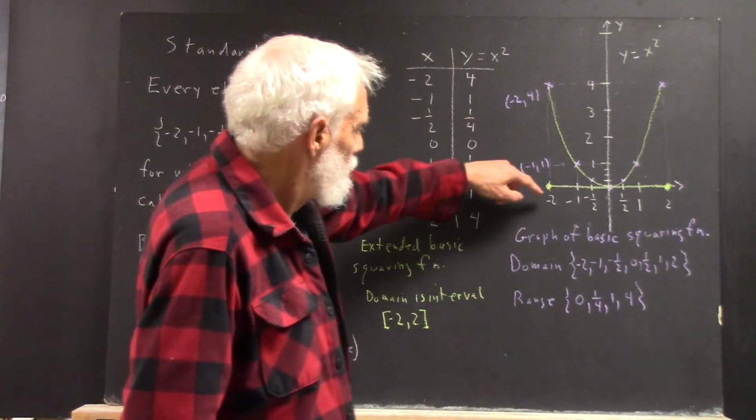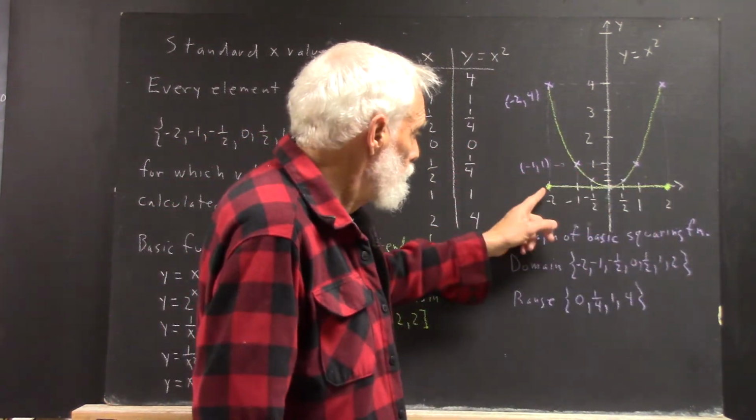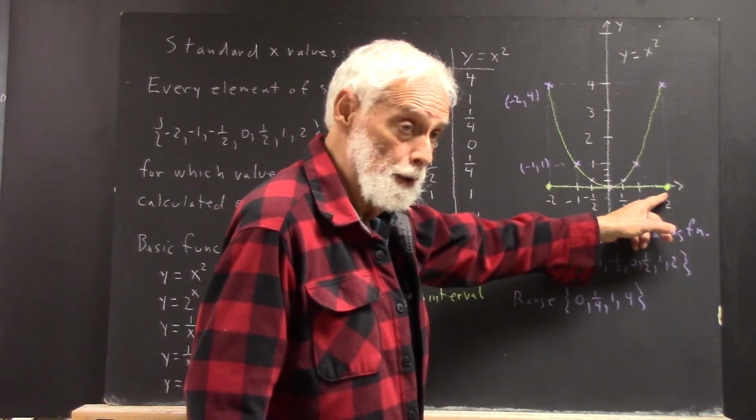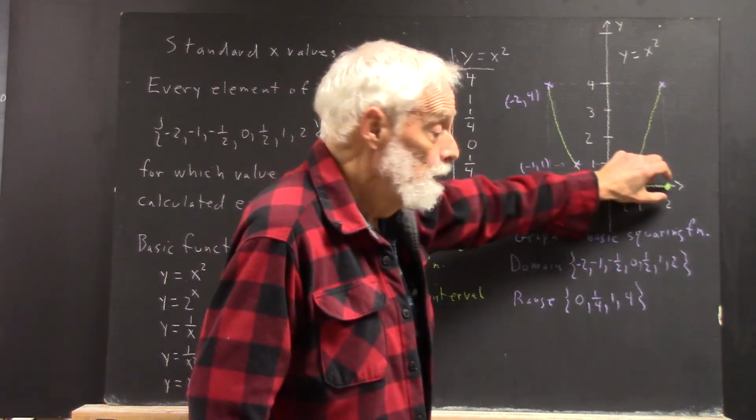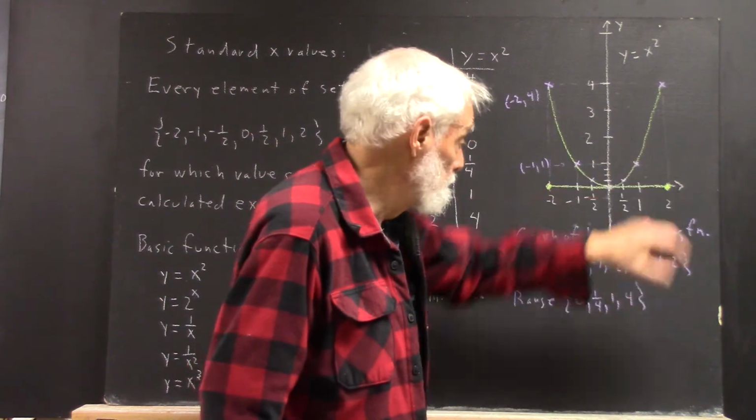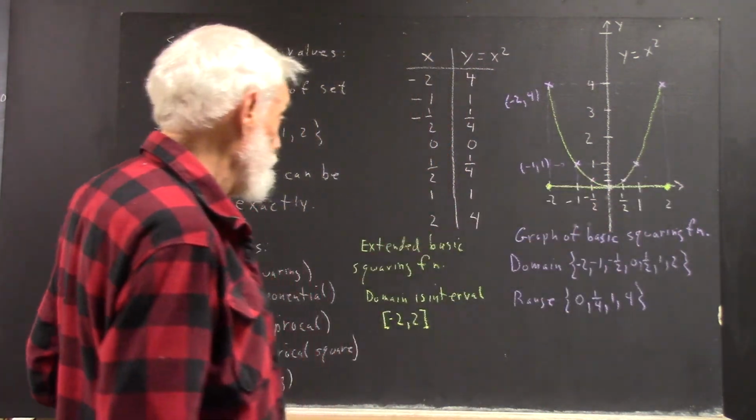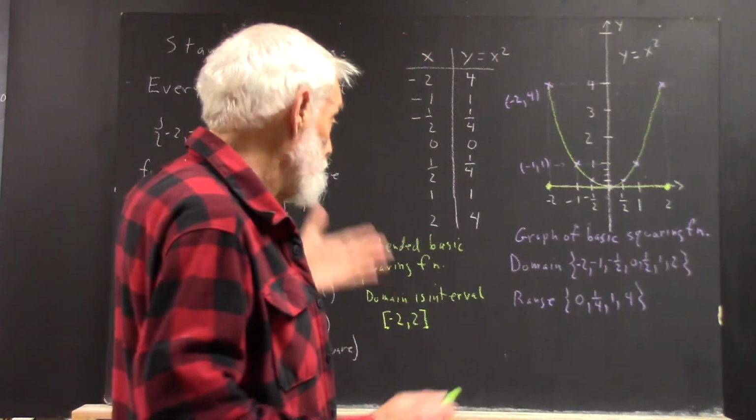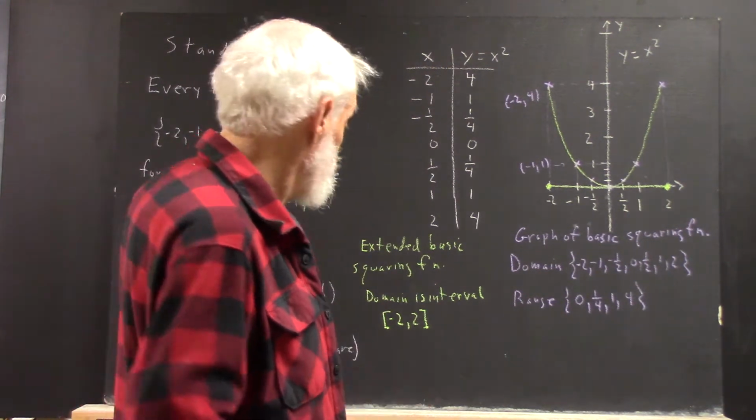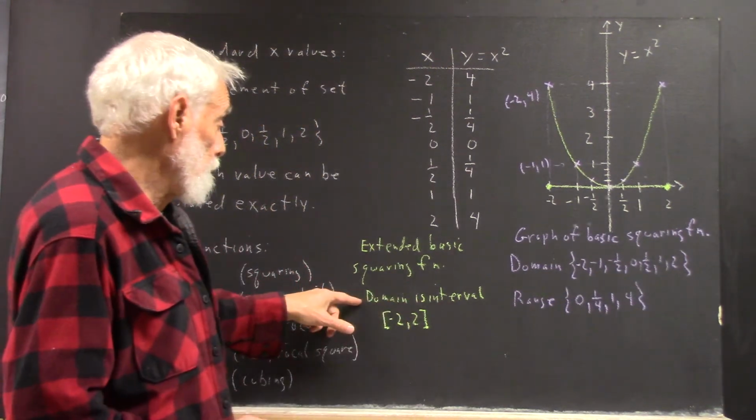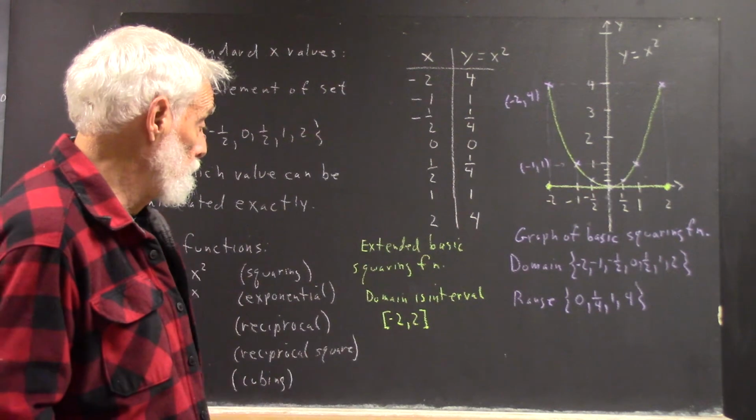Okay? The interval from -2 to 2, including the point at -2 and the point at 2, which is why I have big old filled in dots at those points. Now I assume you understand interval notation. Again, if not, go to the extended explanation. So the domain is the interval from -2 to 2.